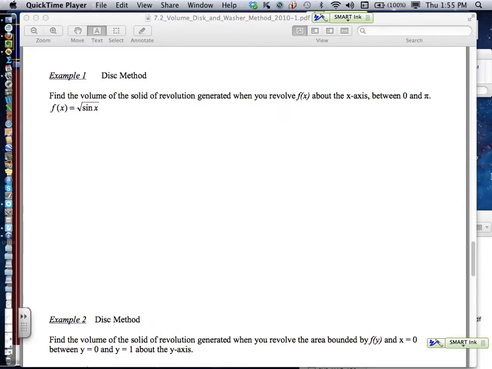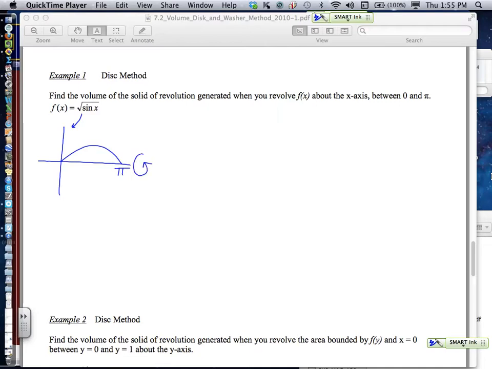So we're going to use the disk method to find the volume of the solid of revolution when we revolve f of x around the x-axis between 0 and pi. This time our function is square root sine x. The square root of sine x looks something like that between 0 and pi. You could graph it in your calculator and see that. So that's f of x equals root sine x. We're going to rotate that around the x-axis.